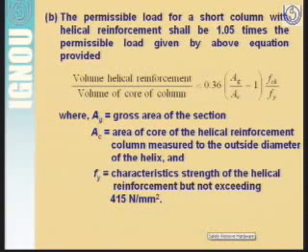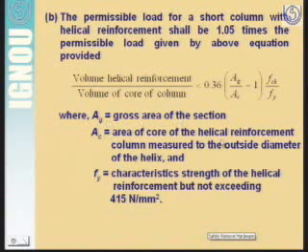And what is that condition? That the volume of helical reinforcement divided by the volume of the core of the column, here you see this formula, should be not less than 0.36 times AG, means the gross cross-sectional area of the column, divided by AC, means the cross-sectional area of the core, minus 1, into fck upon fy. fck is the characteristic strength of the concrete and fy is the strength of the steel. These notations you know very well.